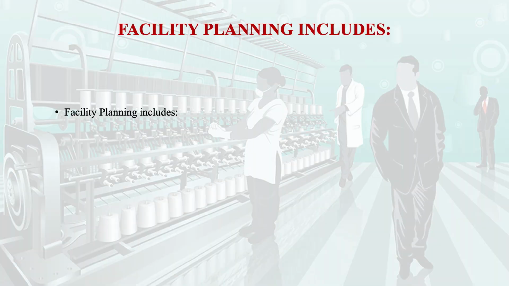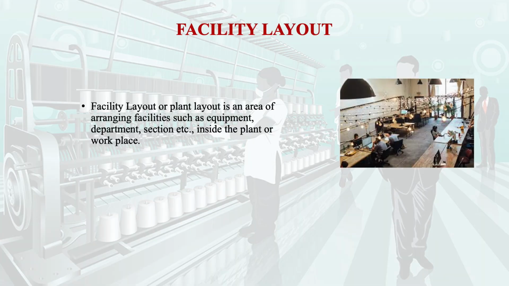Facility planning includes two parts. First is your facility or plant location. Second part is your facility layout. In an earlier session, we covered facility location, so today's session is devoted to facility layout. Basically, it is the area where facilities like equipment, departments, and different sections are adjusted and placed inside a plant or in a workplace.